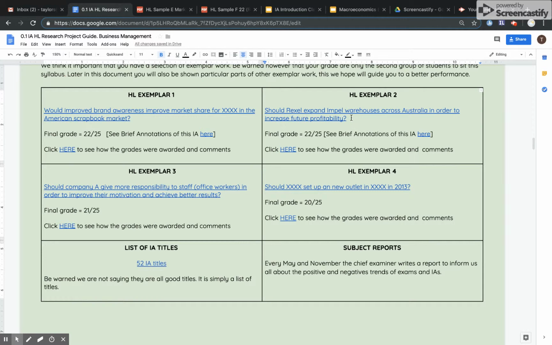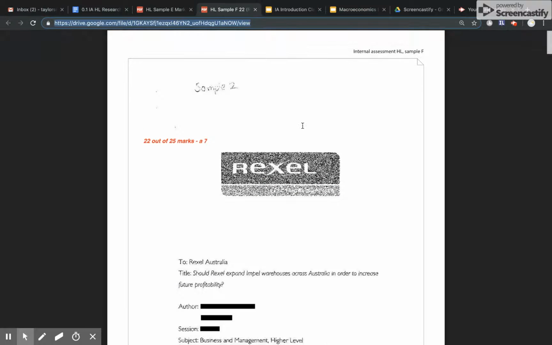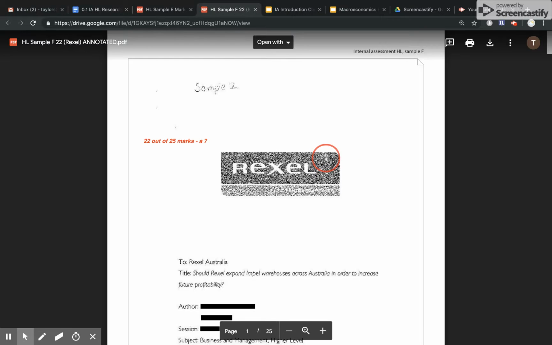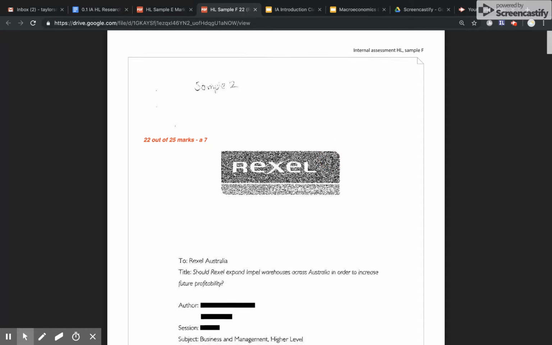So again, same three parts: the original IA, my brief annotations on the IA, and then the information from the IB examiner on how they graded it here. So we're going to take a look at the annotations briefly. So the layout of this I like a lot. If you're able, the logo of the company that you're investigating or collaborating with can go on the first page.